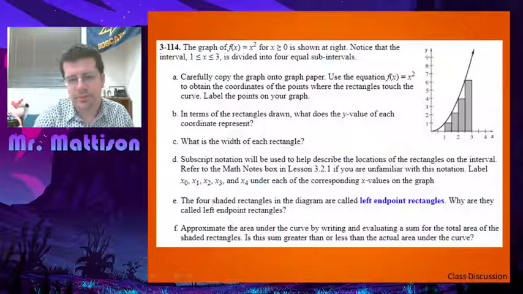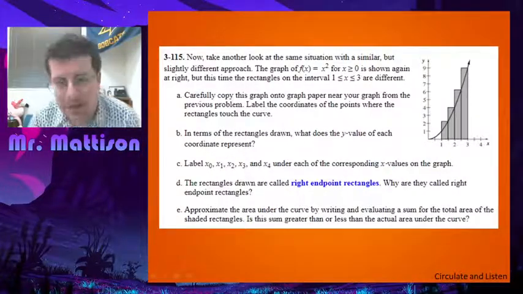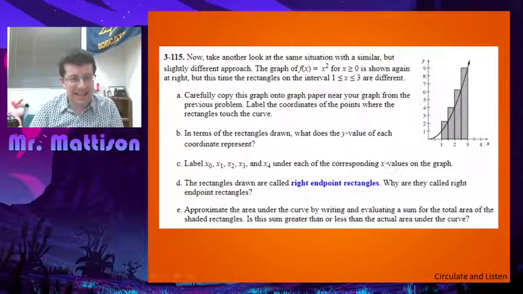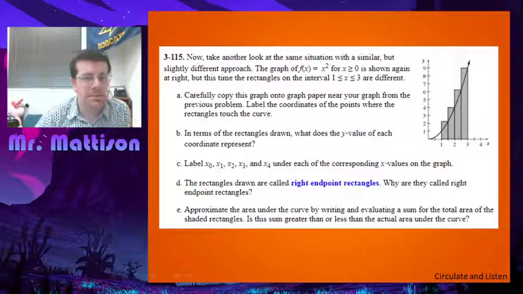So look at 115. What I want you to do is go ahead and pause the video and try this out. It's going to be doing the exact same thing we just did, but now with right endpoint rectangles. So go ahead and pause and try it out.